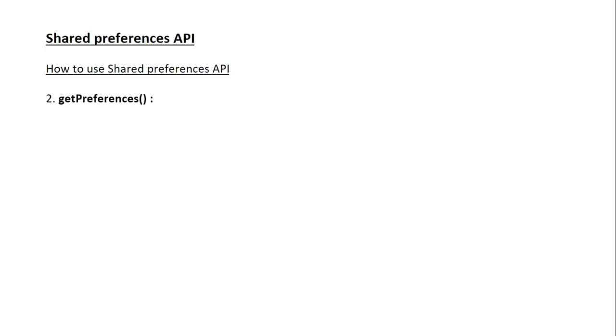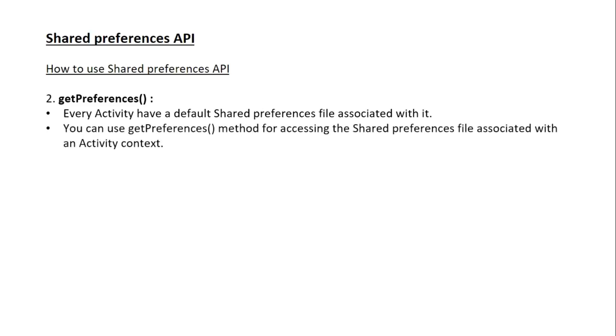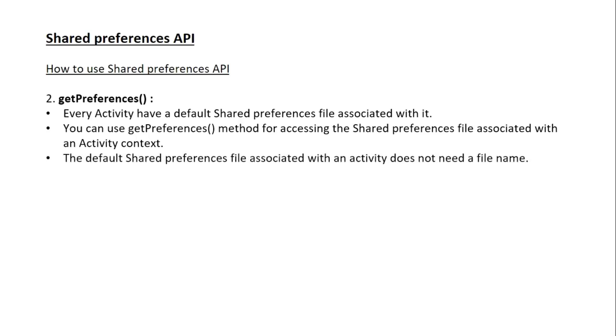So here is the second method, getPreferences. Every activity has a default shared preferences file associated with it. You can use the getPreferences method for accessing the shared preferences file associated with an activity context. The default shared preferences file associated with an activity does not need a file name.